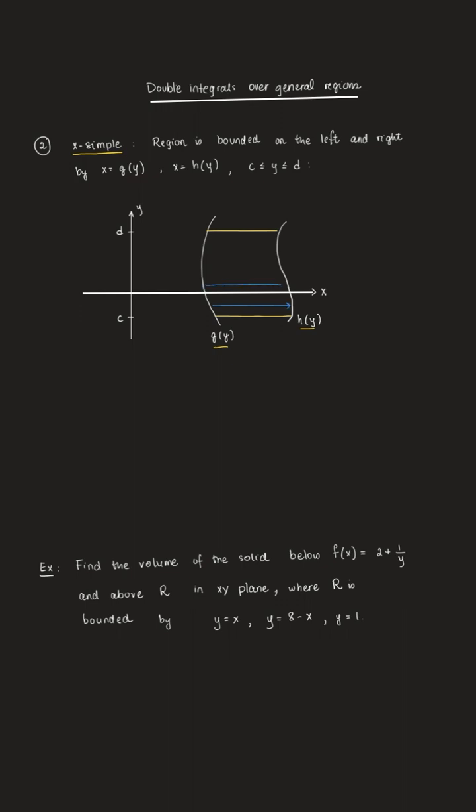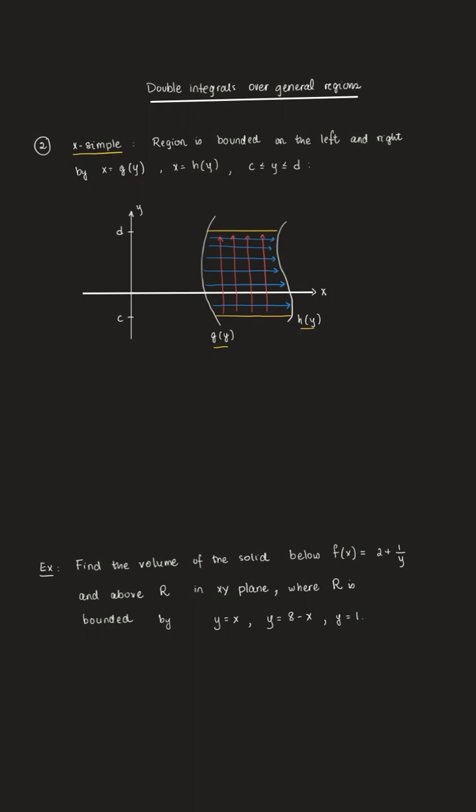Hold y constant, integrate along the x direction throughout our region, starting at the function that's to our left, g of y, and ending at h of y. And once we have done that, then we're going to let y vary from c to d. So the plan is, first we integrate along the x direction. That's called x simple, because we're enclosing our region between two simple functions defined in terms of y.